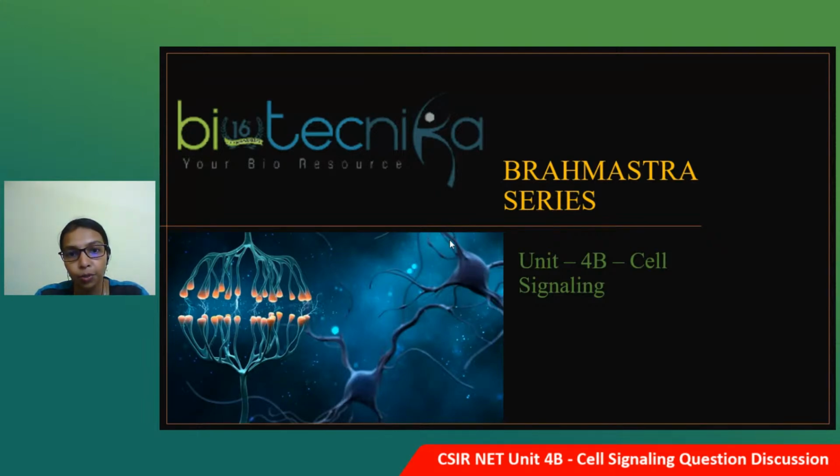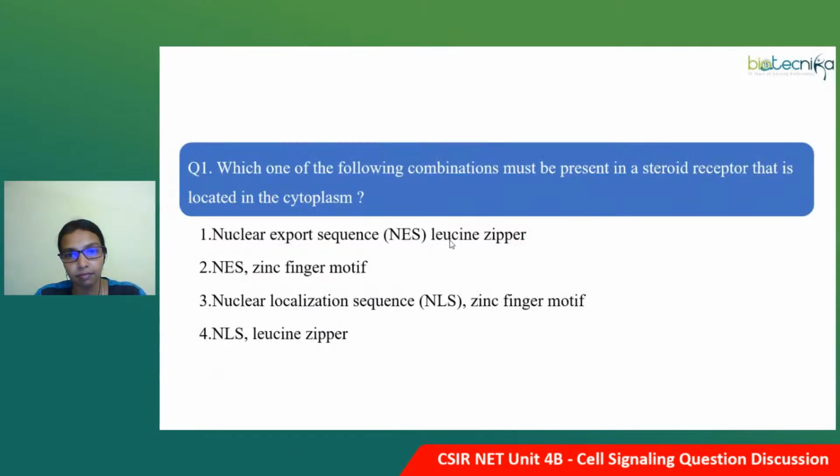Okay, fine. So, moving on to our first question, a bit of a simple question. Let me see how many of you can attend this question. Which one of the following combinations must be present in a steroid receptor that is located in the cytoplasm? Nuclear export sequence with leucine zipper, NES with zinc finger motif, NLS with zinc finger motif, NLS with leucine zipper. What is the correct answer over here?